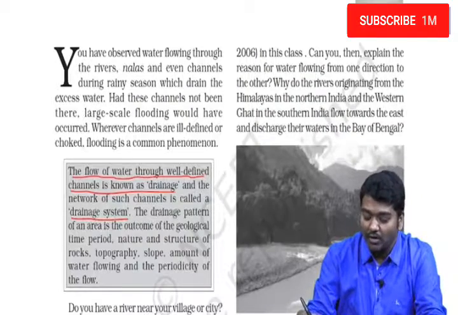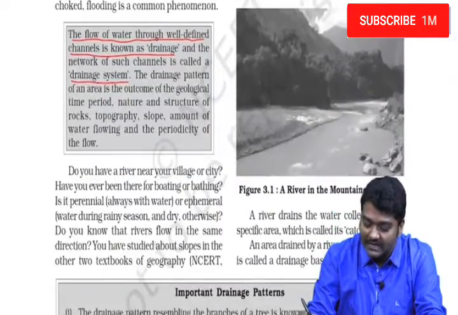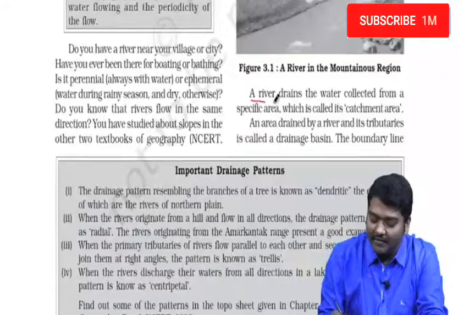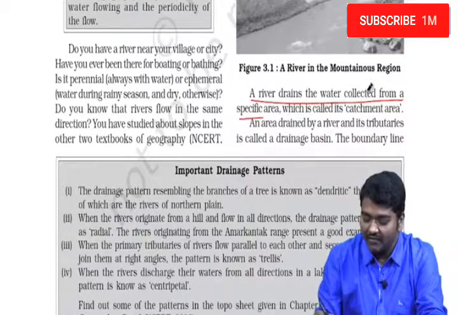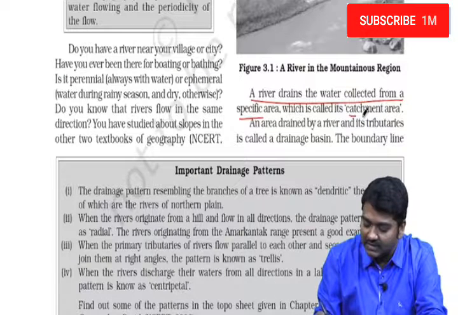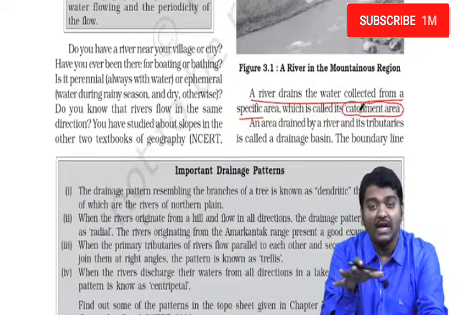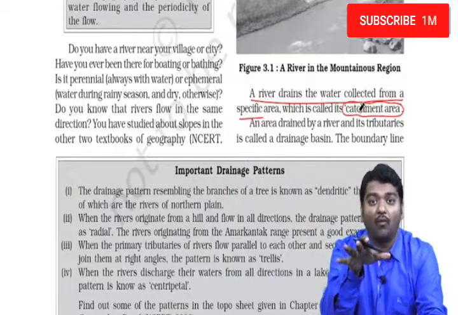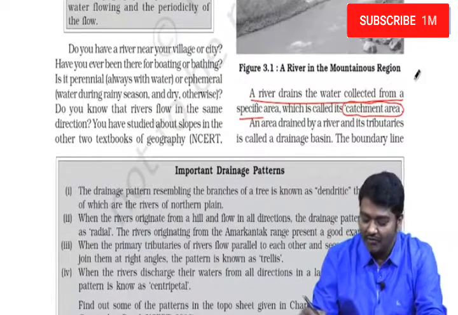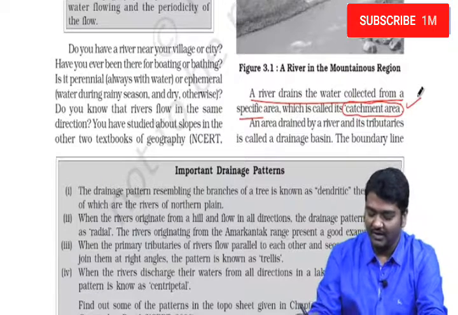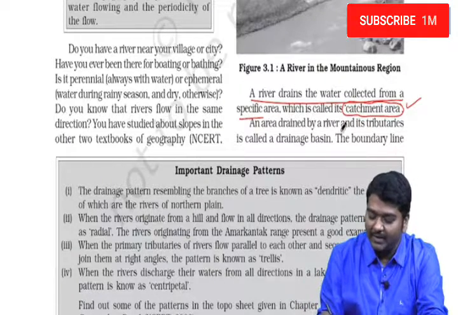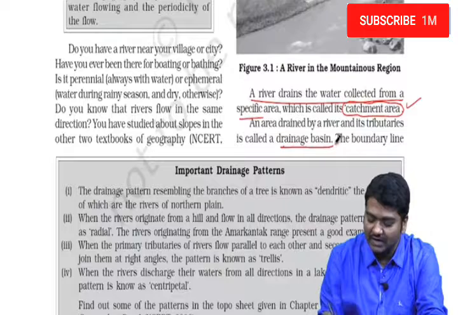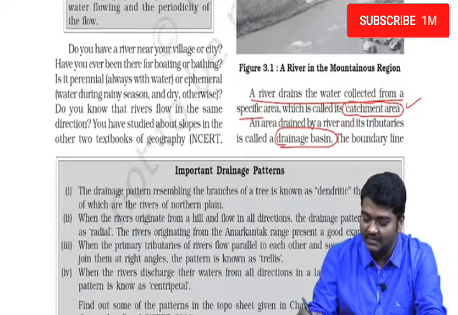So usually water basin or drainage system is in news. A river drains the water collected from a specific area which is called the catchment area of the river. That is, wherever the river flows and gives water to that particular area, we call it the catchment area. An area drained by a river and its tributaries is called a drainage basin or water basin, as we have already seen.